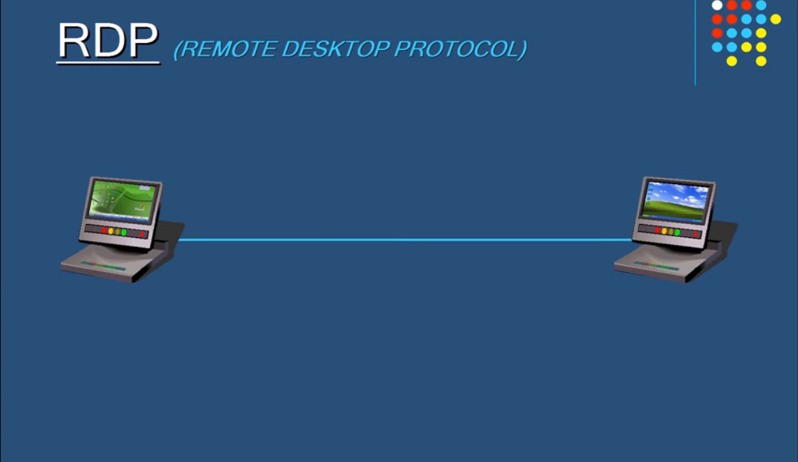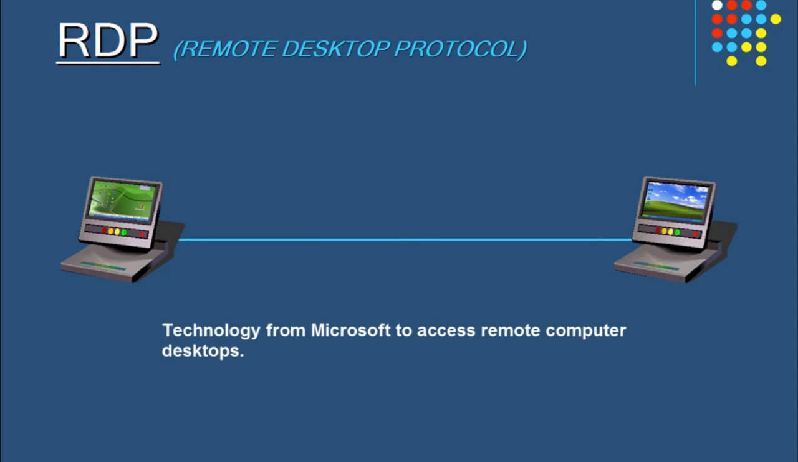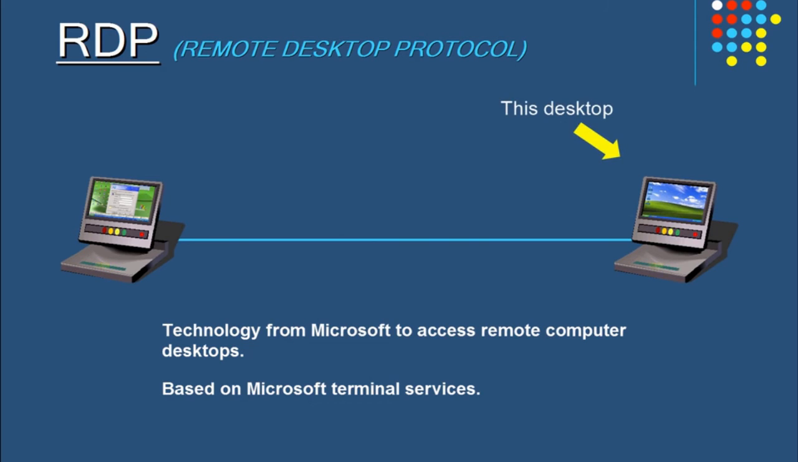Remote Desktop Protocol is a technology from Microsoft to access a remote computer's desktop. RDP is based on Microsoft Terminal Services. So if a user wanted to access another computer, the user can simply type in an IP address along with the proper credentials, and then the user can have the remote computer's desktop displayed on their own computer screen.